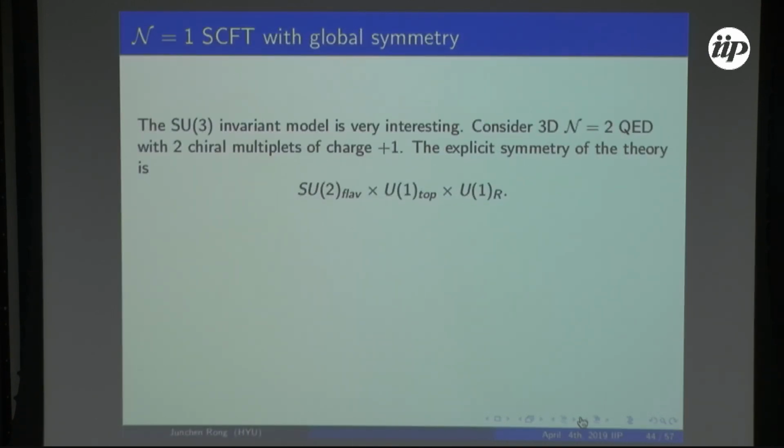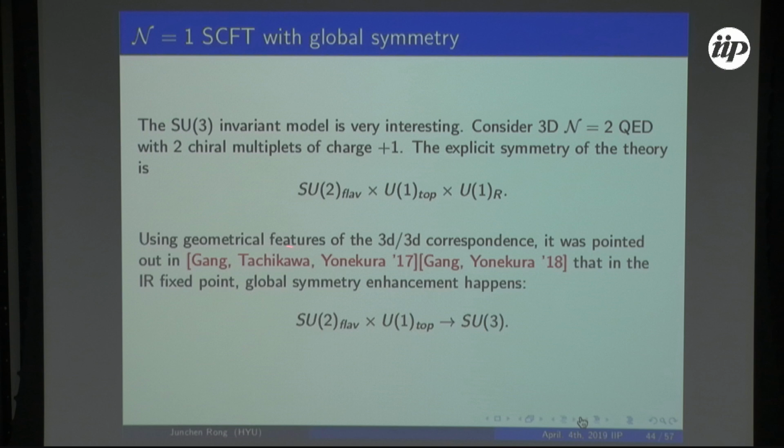Okay, so why do we care about these Wess-Zumino models? The SU3 invariant models are very interesting. If you consider 3D QED-like theories with 2 chiral multiplets and with charge 1, the explicit symmetry of the theory is SU2 flavor times U1, which is the vortex topological symmetry, and the U1R symmetry. Using geometric features of 3D correspondence, it was pointed out by these groups that in the IR it has an enhancement into SU3. Okay, the flavor symmetry, these two enhance into SU3.